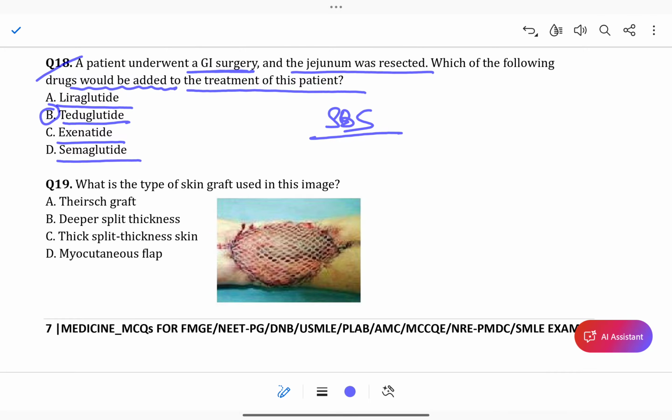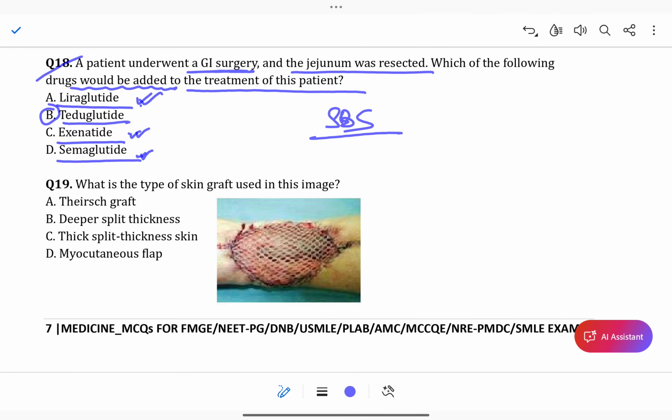Why not the other options? Option A, liraglutide, option C, exenatide, and option D are GLP-1 receptor agonists used for diabetes or weight loss. Point number 2, these drugs slow gastric emptying but lack an intestinotrophic effect for SBS, that is short bowel syndrome.